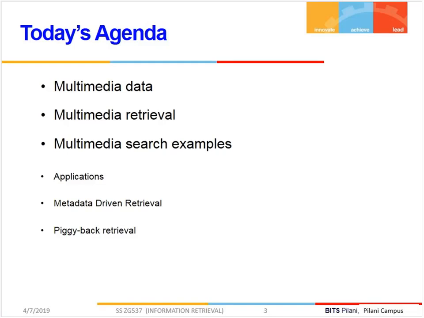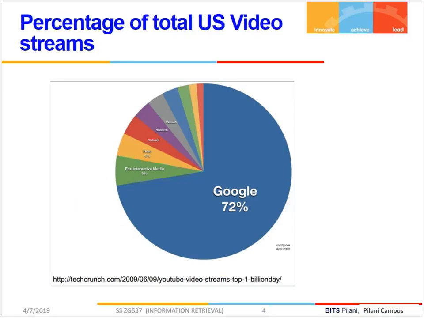So multimedia data, multimedia retrieval, and then some applications that we will do in today's class. If you can see here, the pie chart represents that Google is generating 72% of the total US video streams all over the world. This is a huge amount of videos which Google is generating, and since the amount of this kind of multimedia data is huge, how to manage that data and how to retrieve the information from it is a challenge.